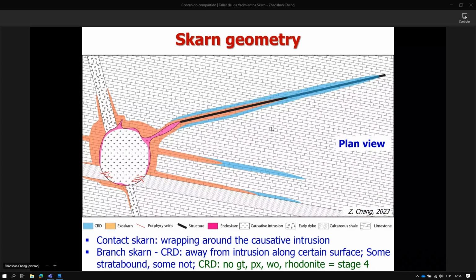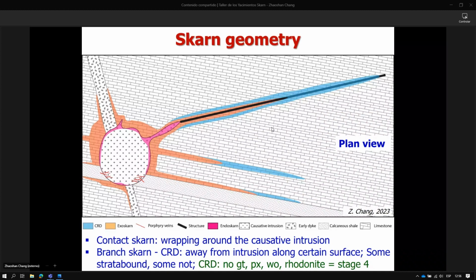So I gave them names. I will call this the contact skarn, and I'll call this the branch skarn. I am not calling this proximal skarn or distal skarn, because some of your distal skarn will also occur here, and some of them go here, some of them go all the way there. This one also has proximal skarn and distal skarn, and this one also has proximal all the way there, and also distal. So we can only make it a contact skarn and a branch skarn. Okay, so that's the concept of that.